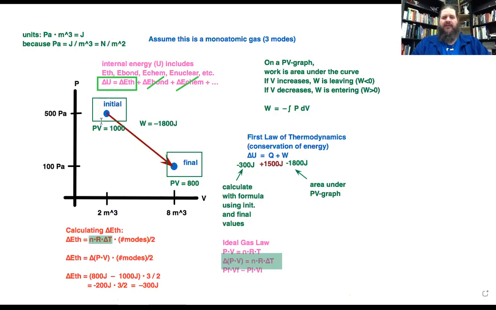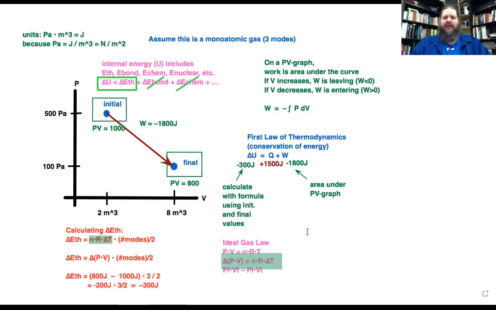So that tells us during this process, to make this happen, you have to add heat. You add 1500 joules of heat, you get 1,800 joules of work out of it, 1,800 joules of work leaving the system, maybe lifting up a piston, for instance. And also during this process, the gas gets colder, specifically losing 300 joules of thermal energy.